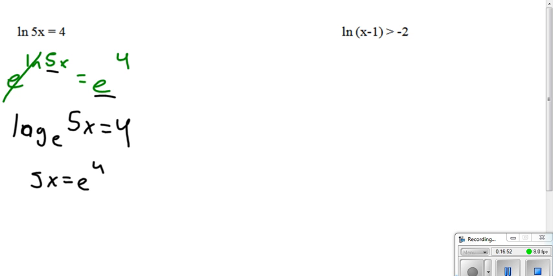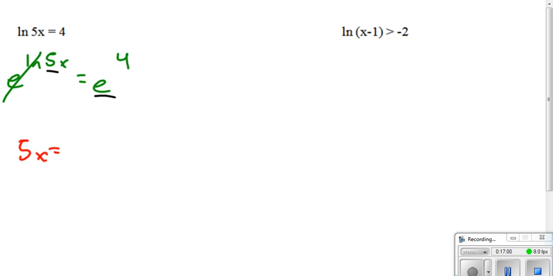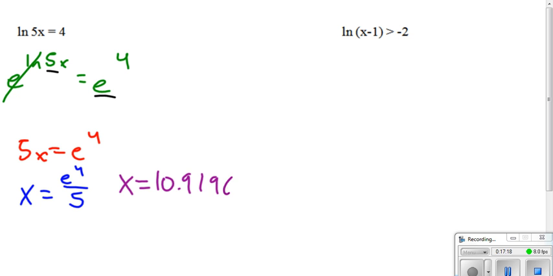So either way, it helps us get to this value, where we say 5x equals e to the 4th. Now from here, solving for x, we can just divide both sides by 5. x equals e to the 4th over 5. And we just plug that into our calculator to determine that x equals 10.9196. Perfect. And for this last one, we have an inequality.